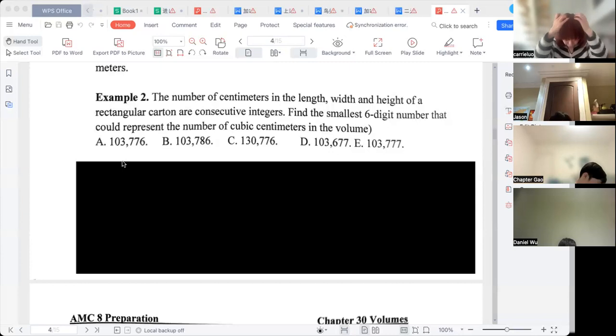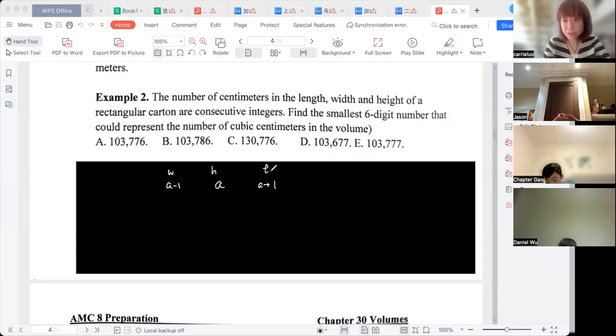Do you understand this question? Because the height, the length, and the width of this carton are consecutive integers, right? So if I name the middle one A, the first one A minus 1, the last one is A plus 1, right? I don't know which one is width, which is height, which is length. We can just say this is width, this is height, this is length. Can we do that, Jason? Mm, do you understand this? Yeah. Daniel?